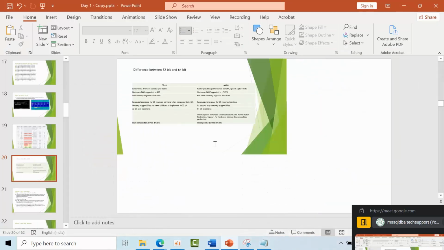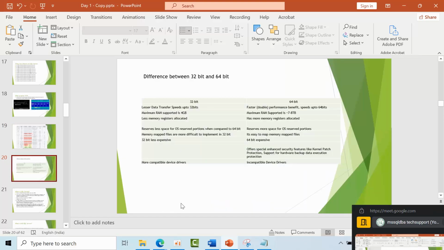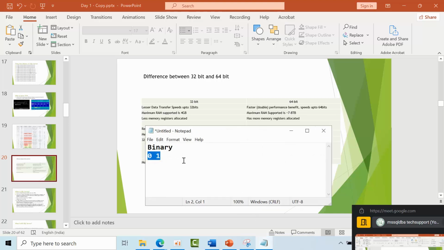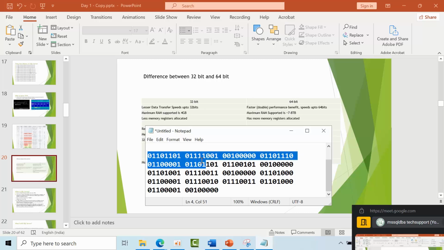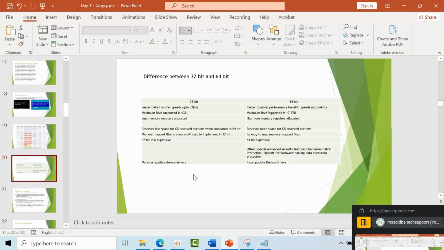Now, at that time we had 32-bit and 64-bit. So what does 32-bit mean? It will process 32 letters at a time. It means in a single microsecond it will process only 32 zeros or ones, or a combination of both. That is what 32-bit means. And 64-bit means it will transfer 64 zeros or ones, or a combination of both, at a time. That is what 32-bit and 64-bit mean.